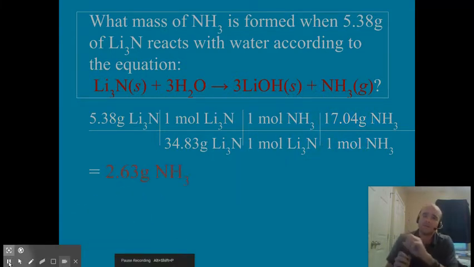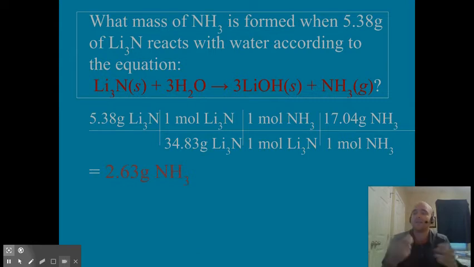When I take the product of everything on top and divide by the product of everything on bottom, punch it all in the calculator, and I get 2.63 grams. There are 3 significant figures.